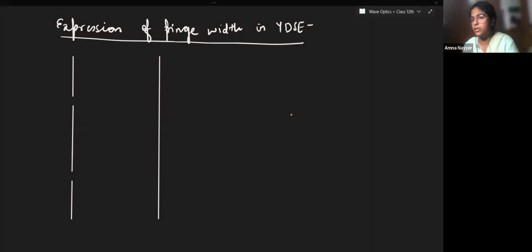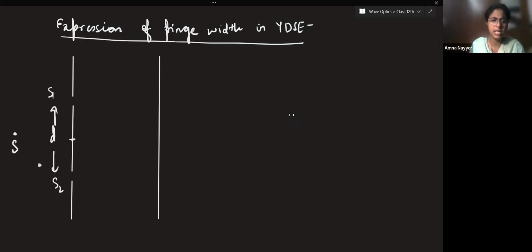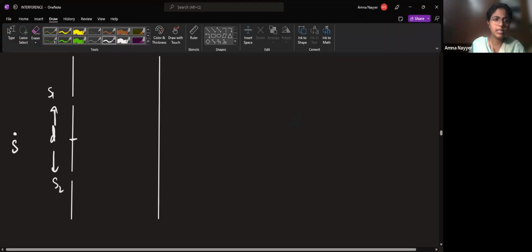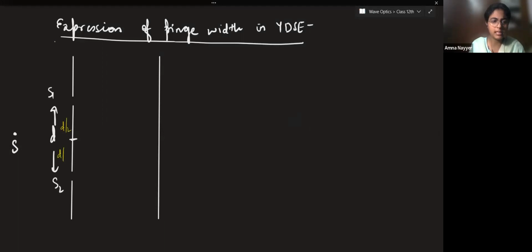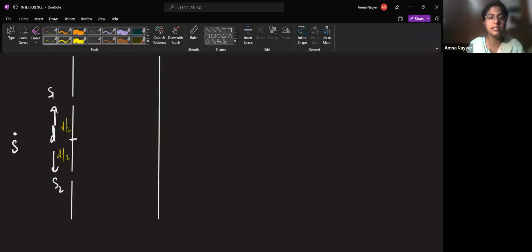First we'll find out the separation of the central bright fringe from the point where we are obtaining the wave. This is the source, this is the slit. Separation between both the slits is small d, S1 and S2. If you take the midpoint, this becomes d by 2 and this becomes d by 2. So the complete separation is small d.